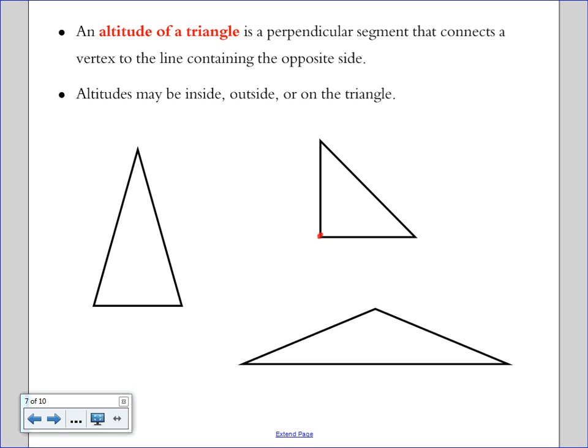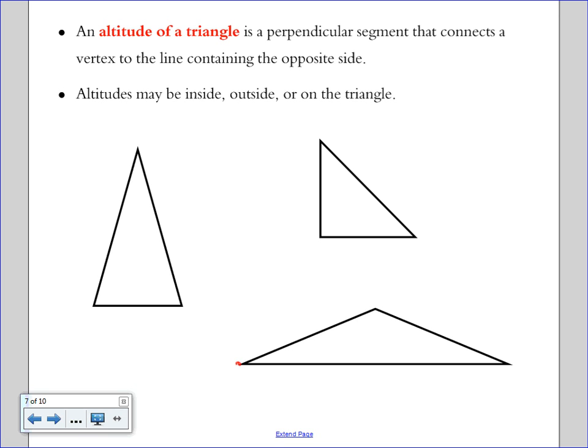That would be if I tried to connect this to the opposite side, and it would look something like that. So in a right triangle, you have two altitudes that are actually on the sides of the triangle and one inside. In an obtuse triangle, you have one altitude that's inside, right? And this one just goes straight to the bottom. But the other two altitudes may actually lie outside of the triangle.